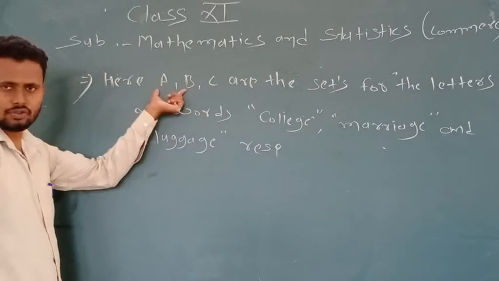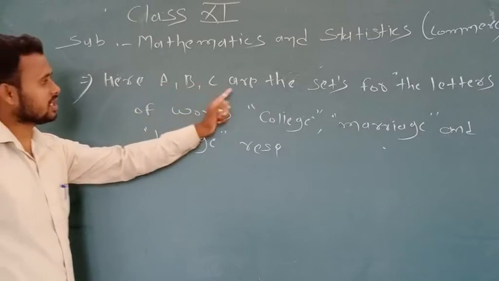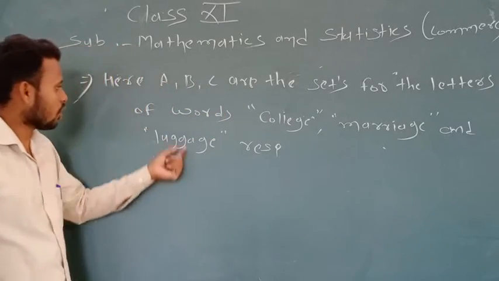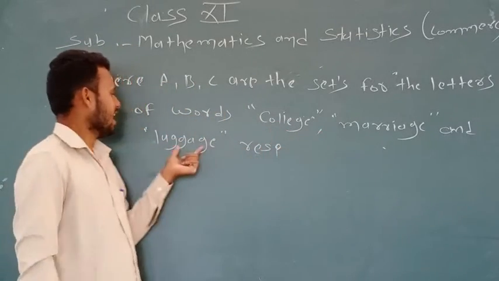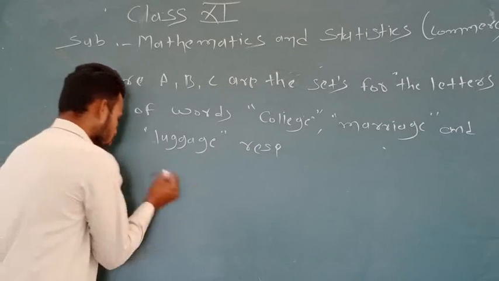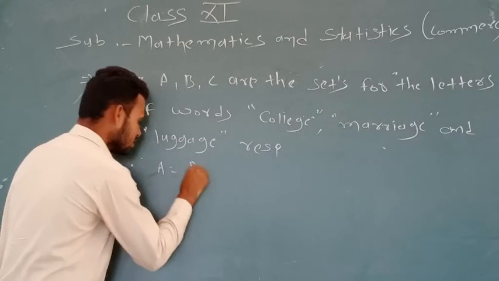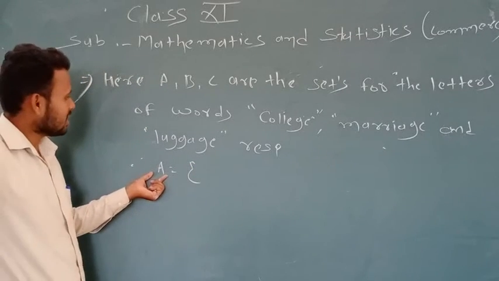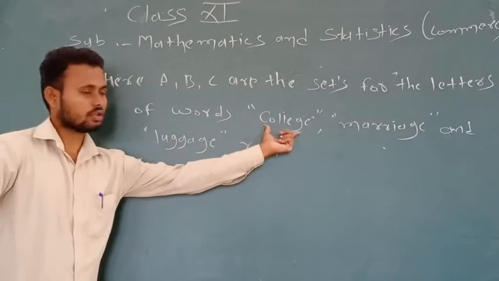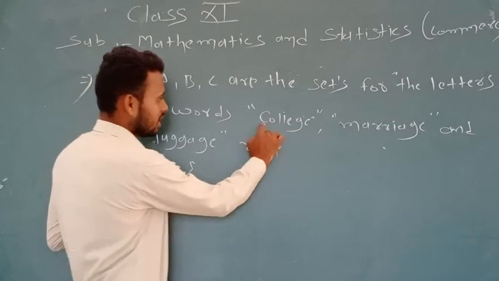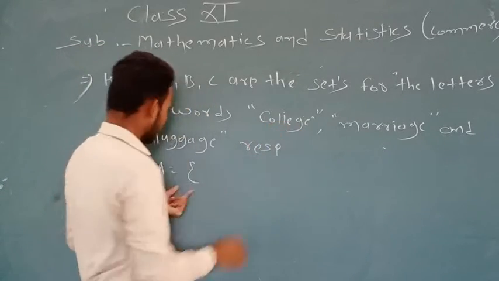It means this given statement. Here it is given that A, B, C are the sets for letters of the word college, marriage and luggage respectively. Therefore A equal to set containing elements. What is given? A is the set of all letters in the word college. It means A equal to set containing the collection of these letters.